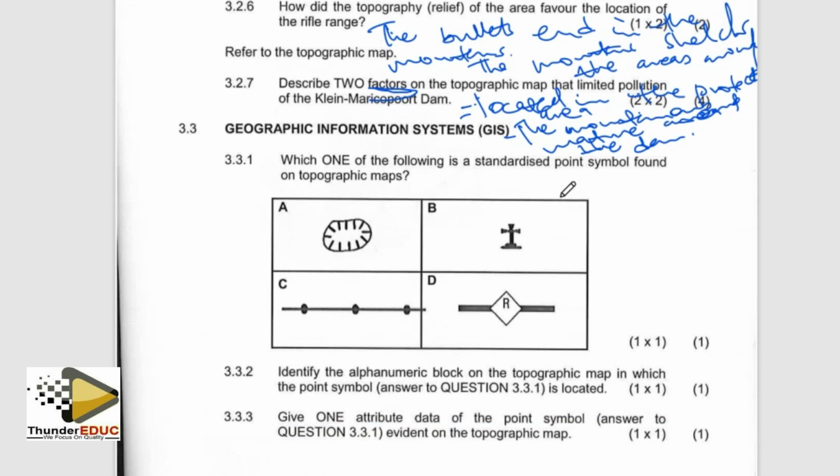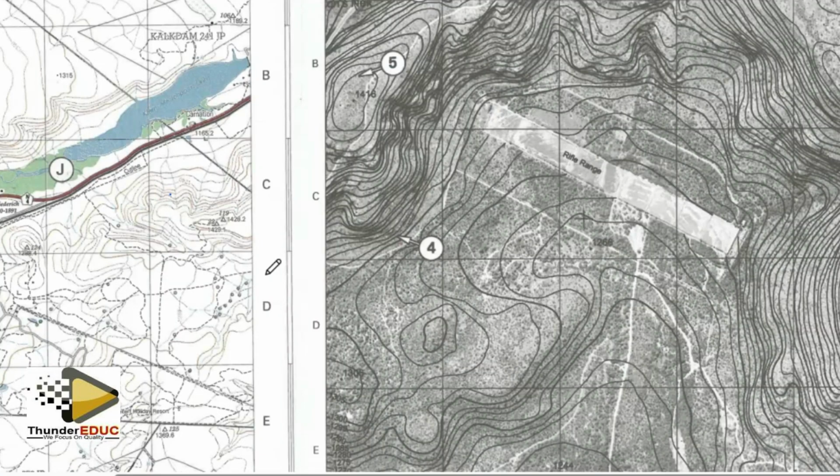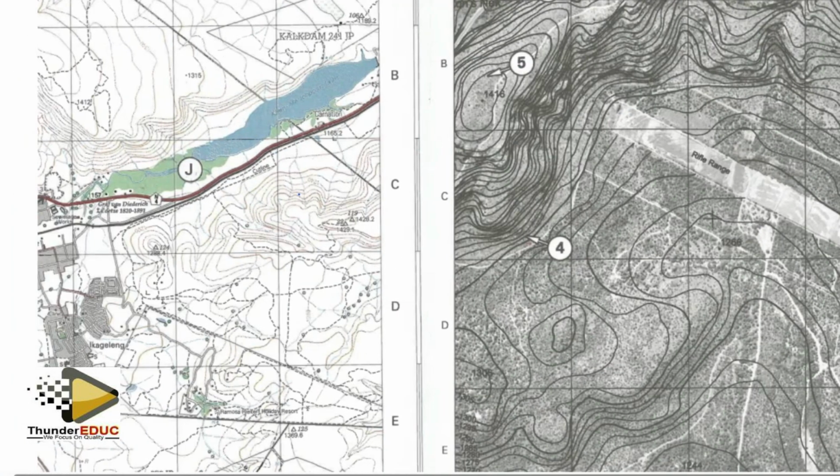Look at the last section. The last section says, which one of the following is a standardized point symbol that is found on the topographic map? This is not a point, that is a polygon. C is a line feature, and this road is a line feature. The only point feature is B. Therefore, the answer here is B. That is the only point feature.